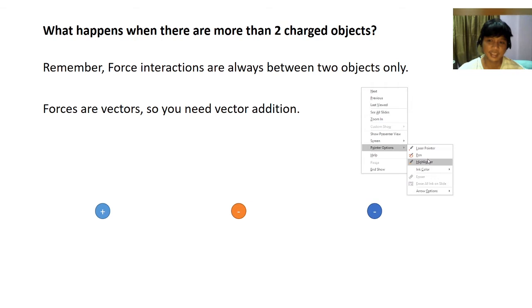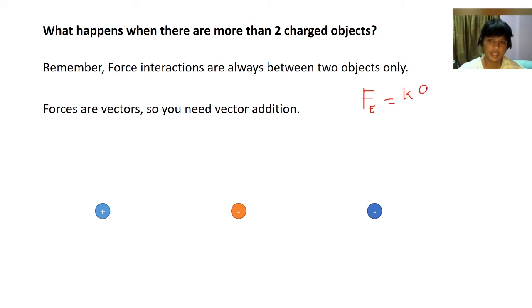Our formula for electrostatic force, also known as Coulomb's law, is kq1q2 over r squared. Force is an interaction between two objects, and in this case, the electrostatic force is an interaction between two objects with charge. So if the two objects have charge, then they will interact.